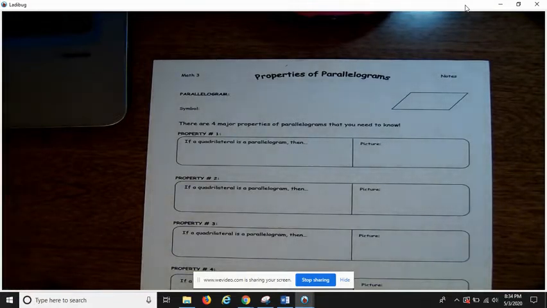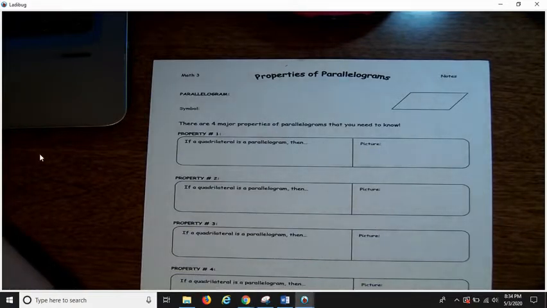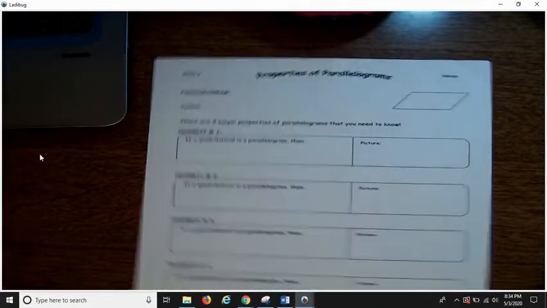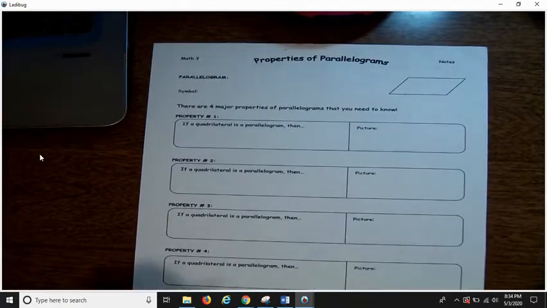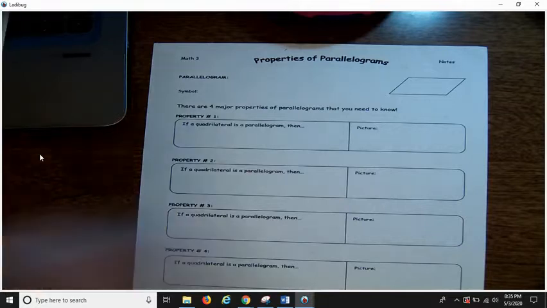So we are going to jump in today and talk about parallelograms and their properties. We're going to start off by taking some notes. You guys finished up triangles the other day. I know that we went very quickly through triangles. Normally we would have gone in a lot more detail, but we are trying to get through as much material as you can so that you are well prepared for your classes next year.